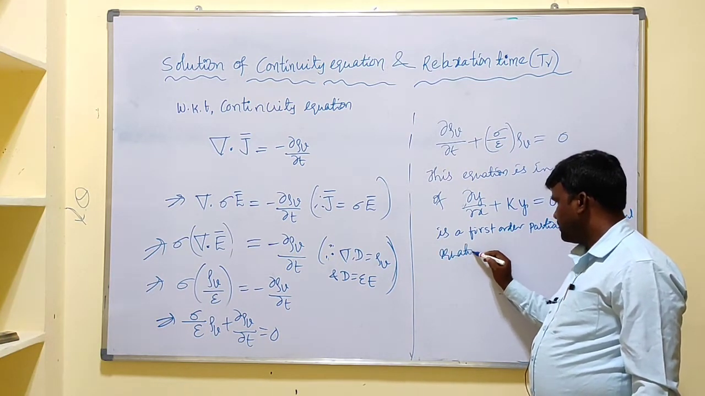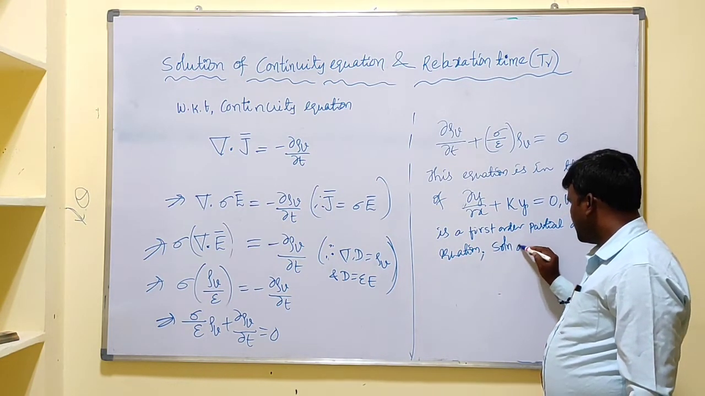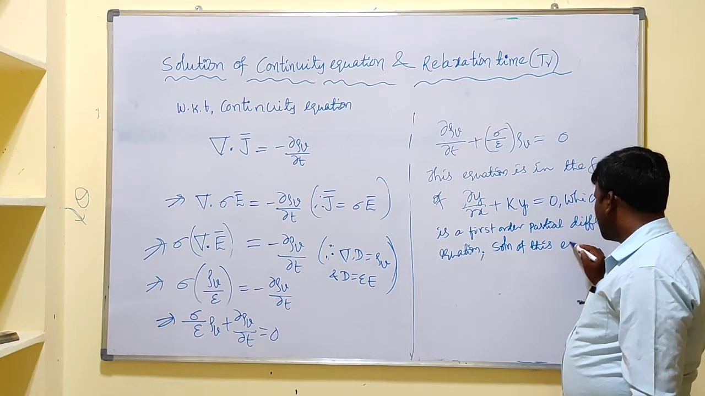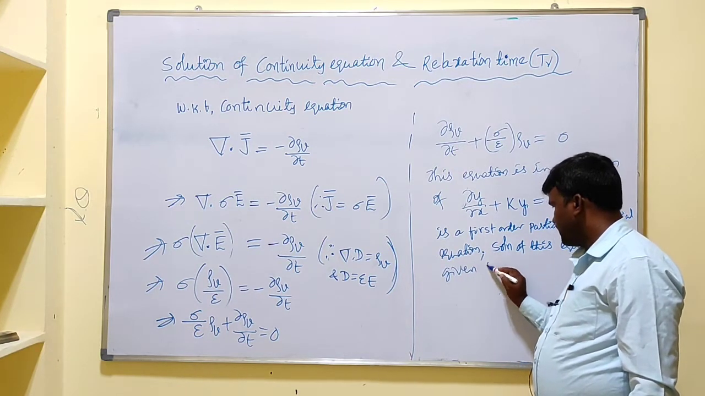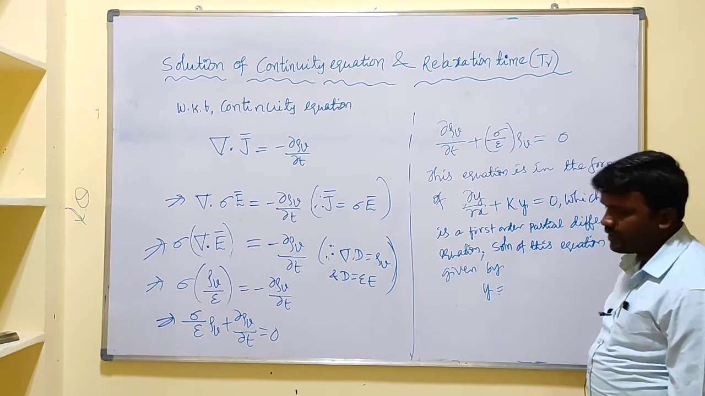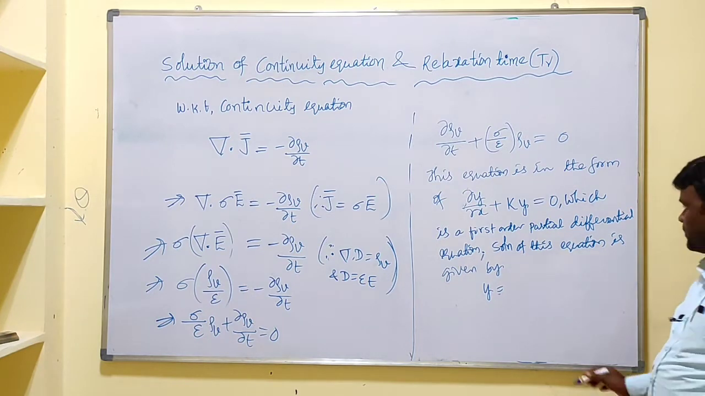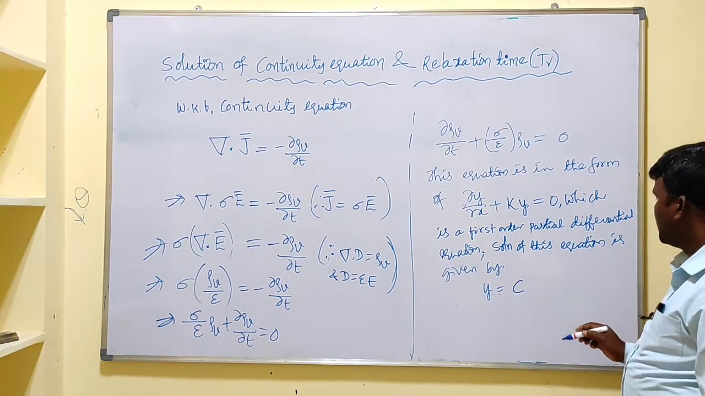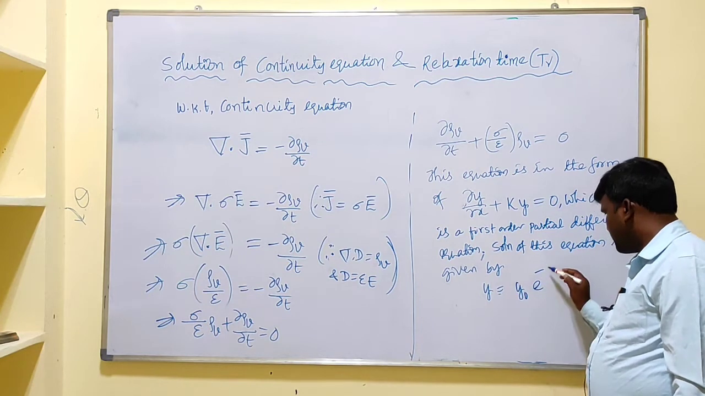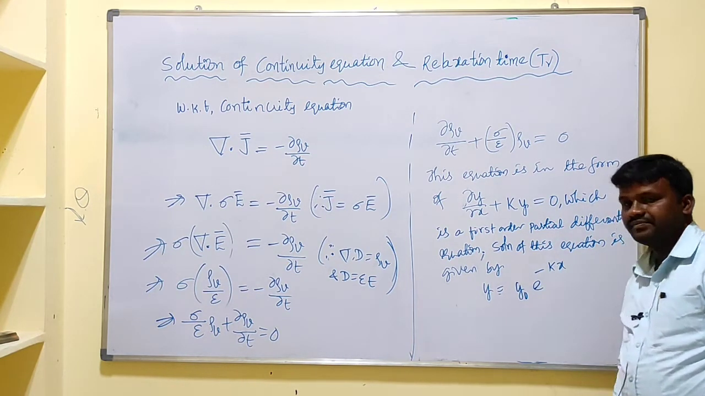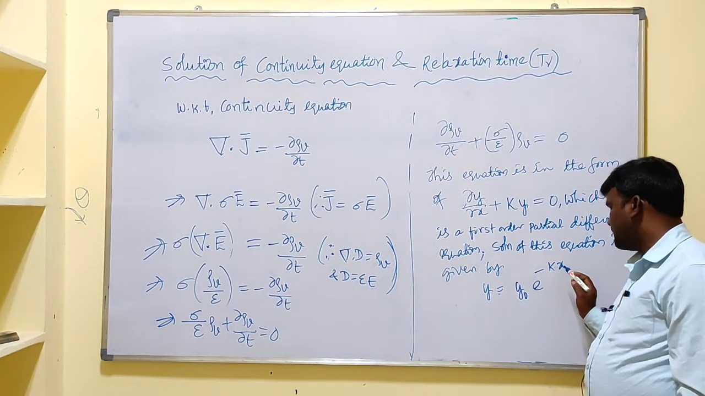The solution of this equation is given by y equal to c into e to the power minus kx, or y equal to y naught into e to the power minus kx.